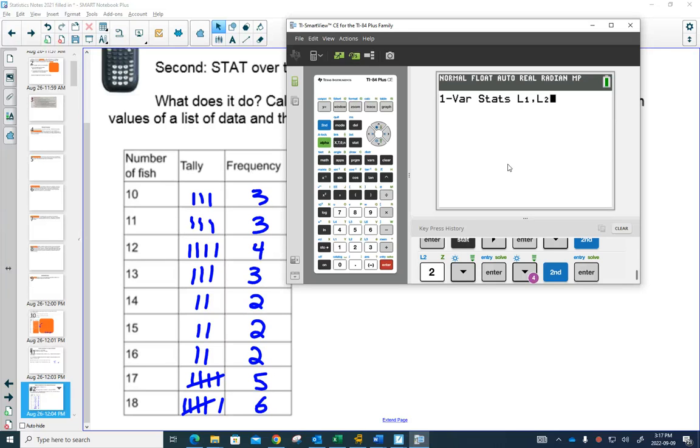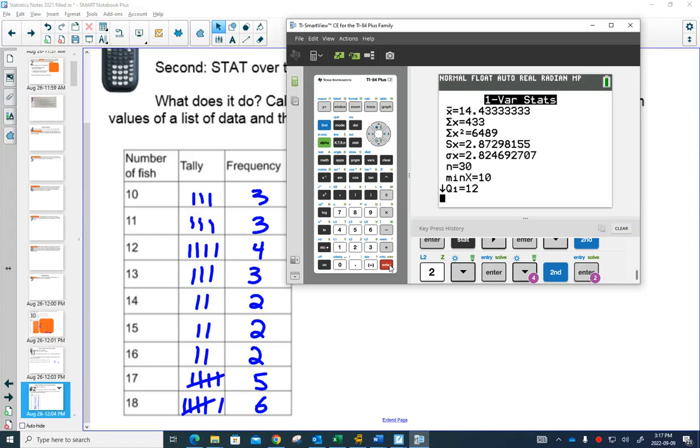If you rent a calculator this semester from the library, make sure they give you a TI-84. Say, I'm taking an IB class, so you have to give me a nicer one. All right, so there are some calculator things.